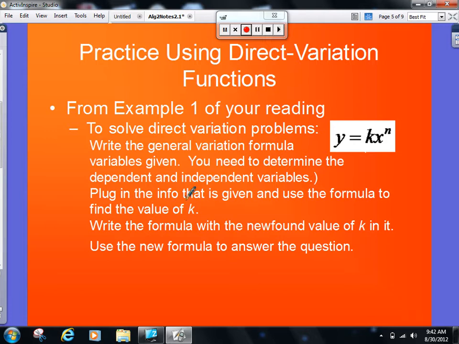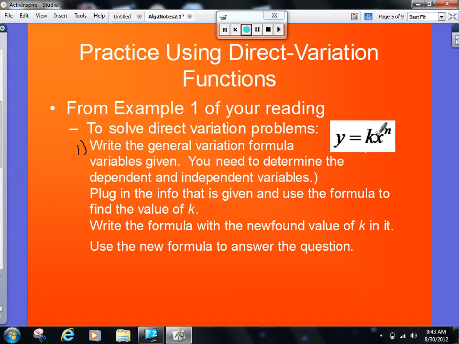First thing you will do to solve these problems, write the general variation formula with the variables they give you. So I always write this down first, y equals kx to the n, and then underneath it I substitute the variables in. But if you just want to substitute the variables first, that's fine. But on the first few, I'm going to suggest that you write this general formula down first.